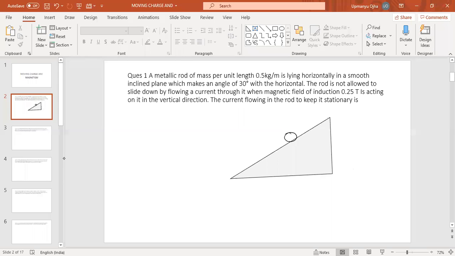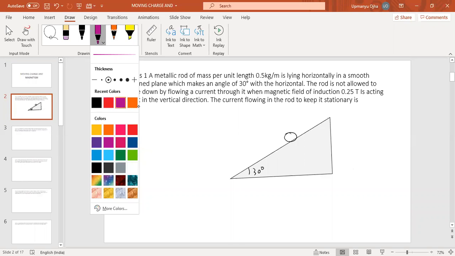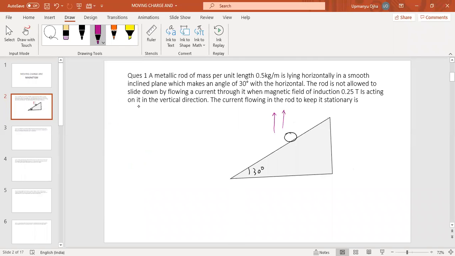Now this inclination is 30 degree. A magnetic field B is there, which is acting in the vertical direction, like this. Now we need to find how much current is flowing in this wire. The mass per unit length of the wire is given as 0.5 kilogram per meter.